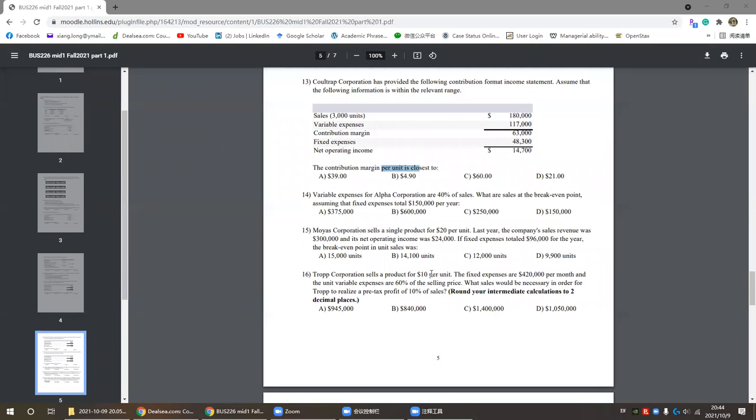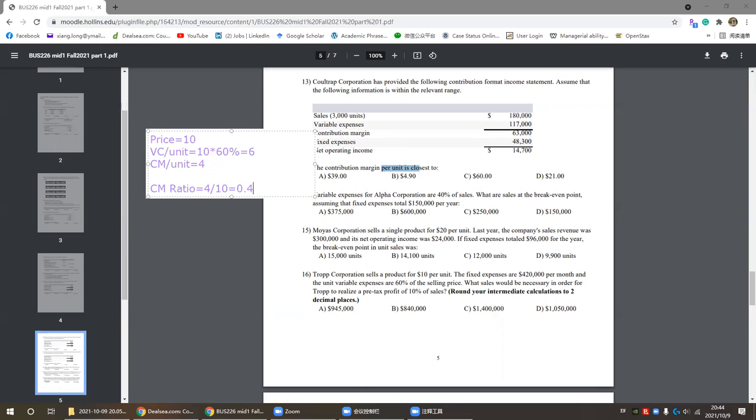We know that the price is equal to $10 and the variable cost is equal to 60% of the price. So our price is equal to 10. Our variable cost per unit will be equal to 10 multiplied by 60%, so it will be equal to 6. So our contribution margin per unit will be equal to 4. We can also calculate the contribution margin ratio. It will be equal to 4 divided by 10, which is equal to 0.4.